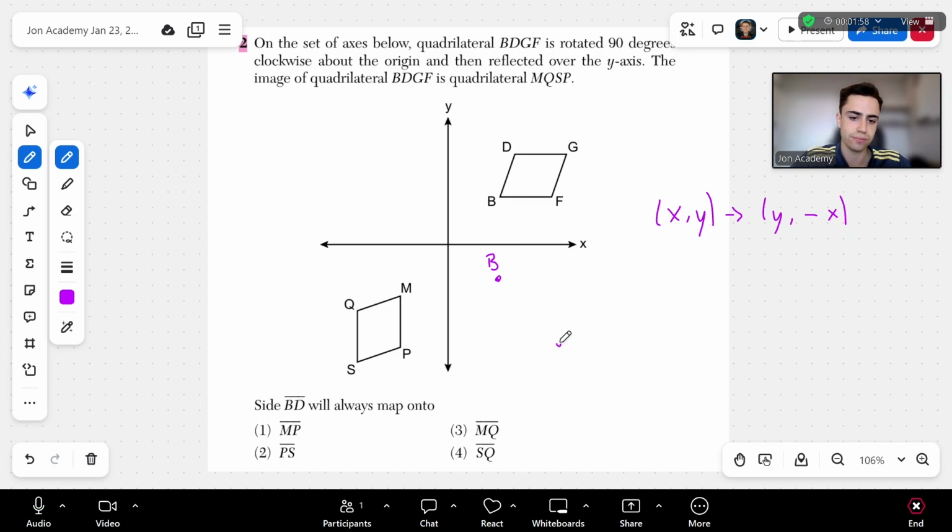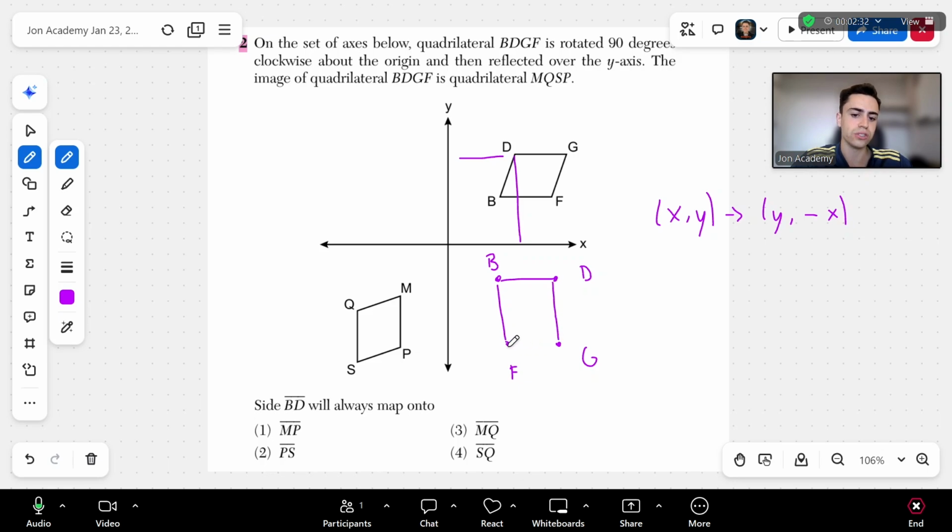Then G is the outermost, so it's going to be also here. Then D has more Y than X, so the Y is going to become our X, and then minus whatever we have for the X. So it's going to be somewhere around here. So that's going to be D, and the other one should be around here, which is F. So more or less we are getting here.